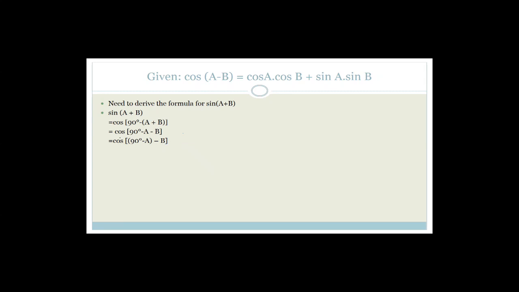So now we can multiply it out. It's going to become cos of (90 minus A) cos B plus sine of (90 minus A) sine B, because remember, if it's cos cos, sine sine, change the sign. Okay, so then it becomes sine A for cos of 90 minus A. Cos of B is just cos B. Sine of 90 minus A is cos A. And sine of B is sine B. And then we're done. Okay, so sine of A plus B becomes sine A cos B plus cos A sine B.